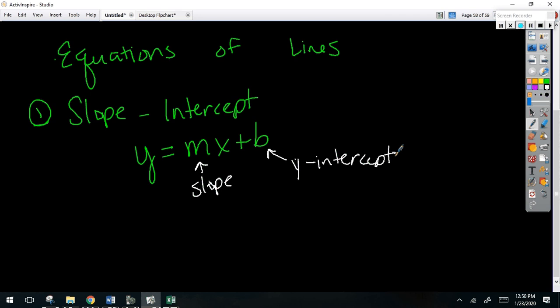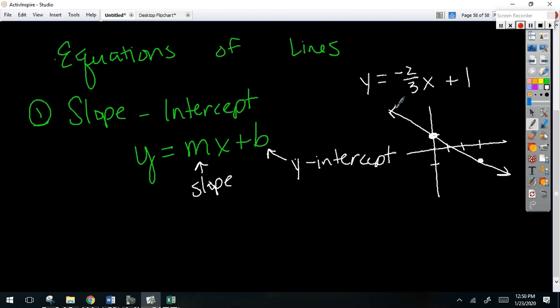So if I had a line in slope-intercept form, and we're really going to focus on writing the equation of the line, but just as a refresher, if I had something that looked like this, that would tell me that on my axis here, 1 is my y-intercept, and from that point, I'm going to go down 2 and over 3. And there's my line. Does that make sense?